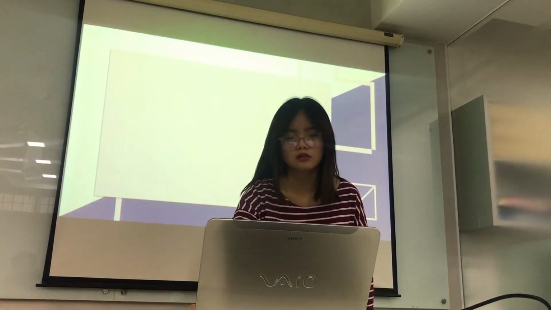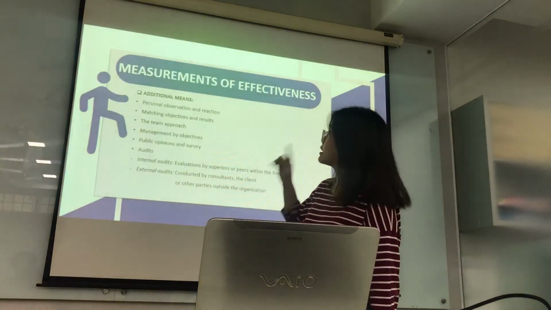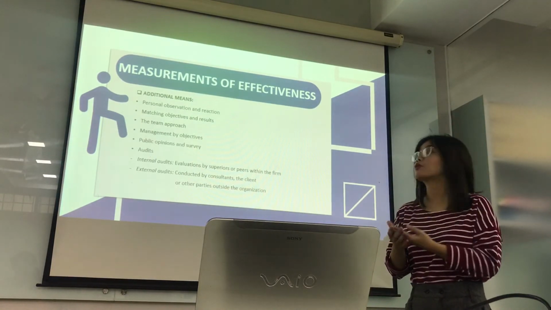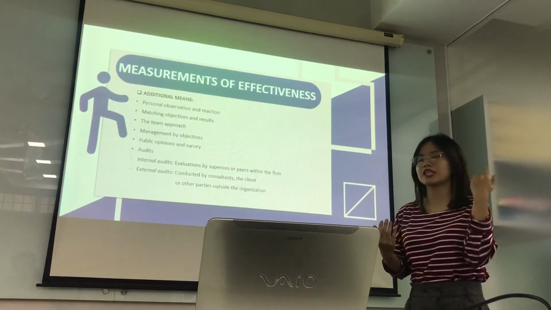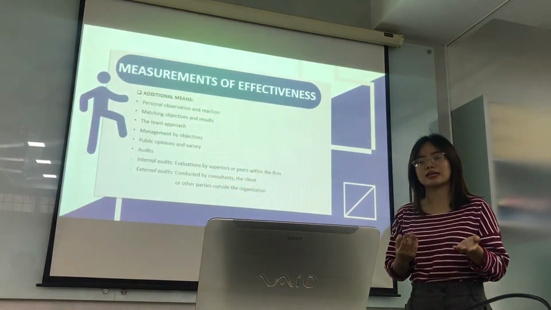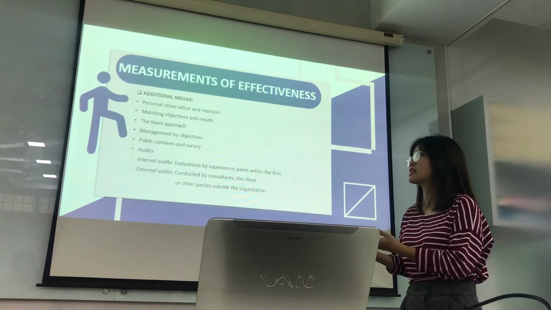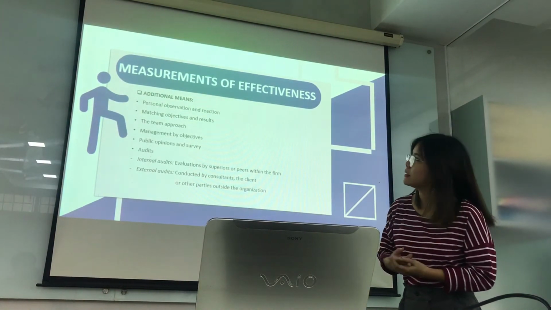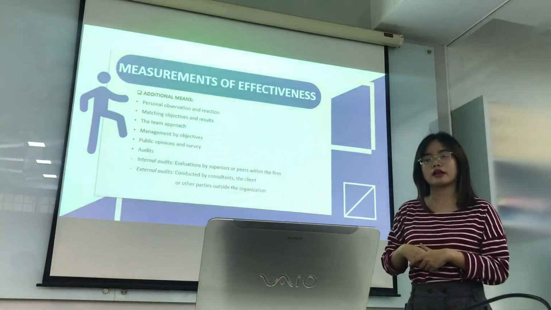And there are also some additional means. The first one is personal observation and reaction. Next one is matching objectives and results. And the team approach can also be used as a means of measurement for effectiveness, and public opinion and surveys can also be used. And the last means of measurement is audits.